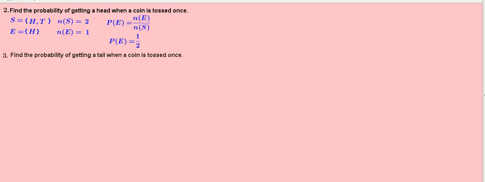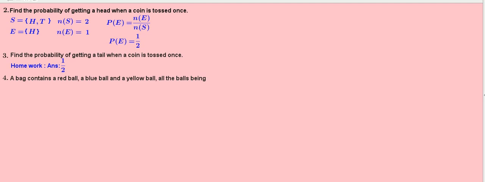Problem 3. Find the probability of getting a tail when a coin is tossed once. Solve yourself. Problem 4. A bag contains a red ball, a blue ball and a yellow ball.